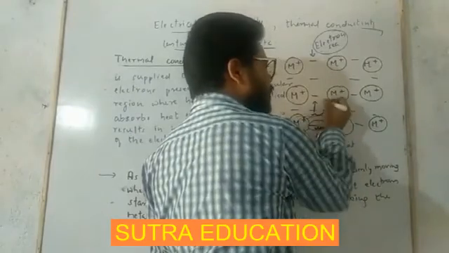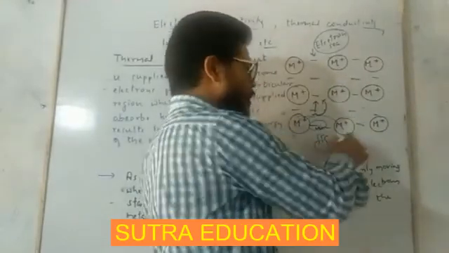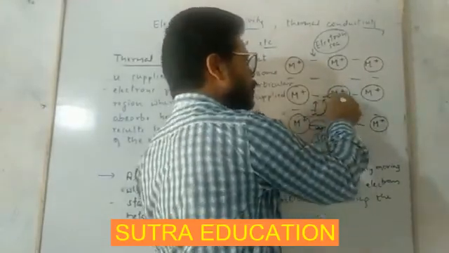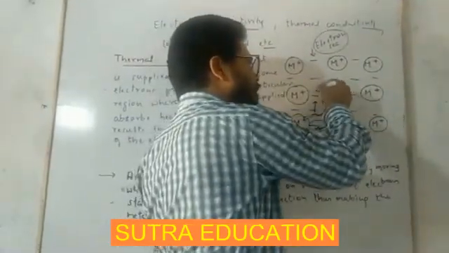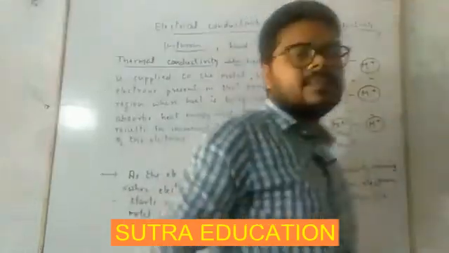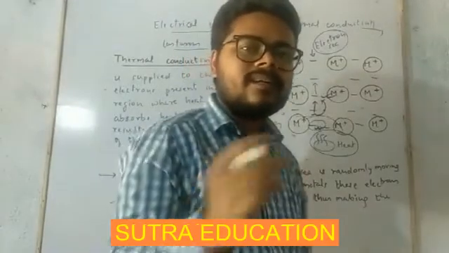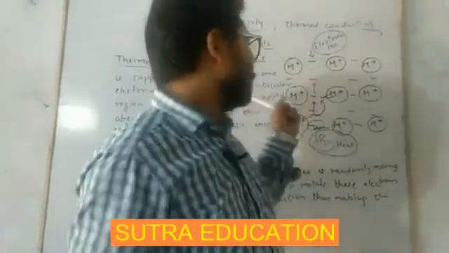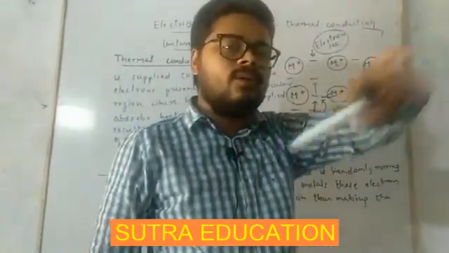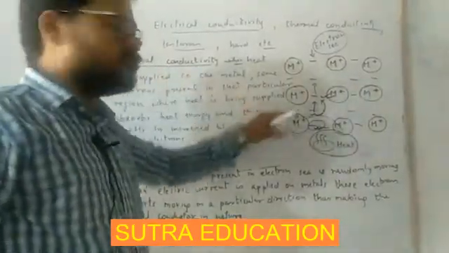So it will transfer its extra kinetic energy, which is given by the heat, to the adjacent electron. Then the adjacent electron, after getting the extra kinetic energy, will collide with another electron, and this process will continue. By this way, the whole of the metal will be heated, and we say thermal conductivity is shown here.